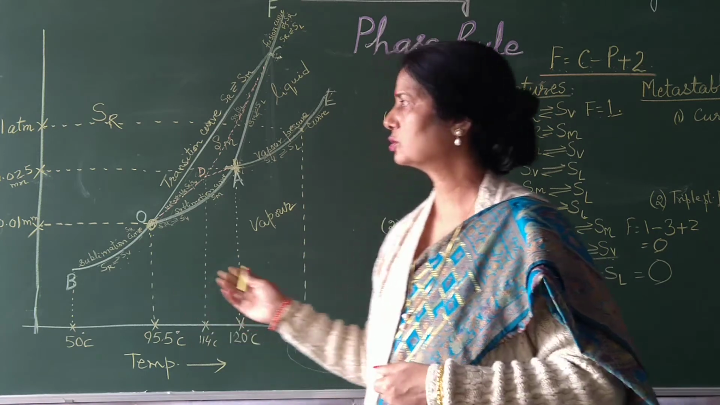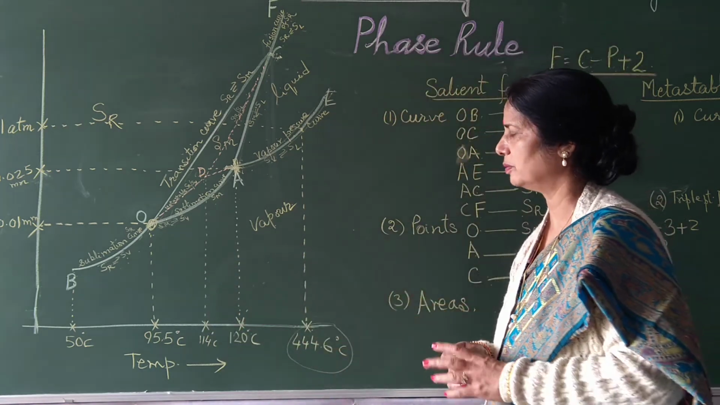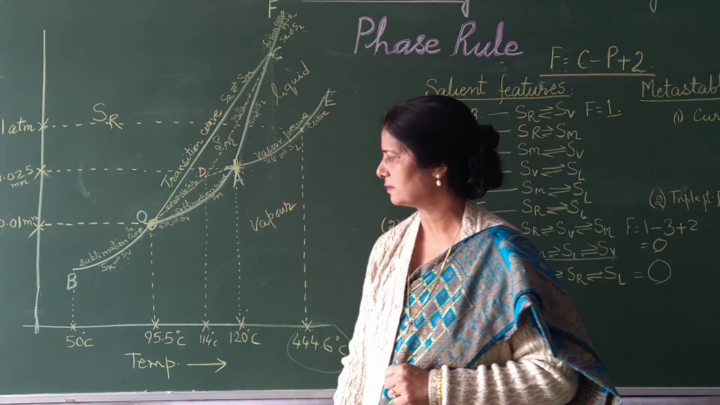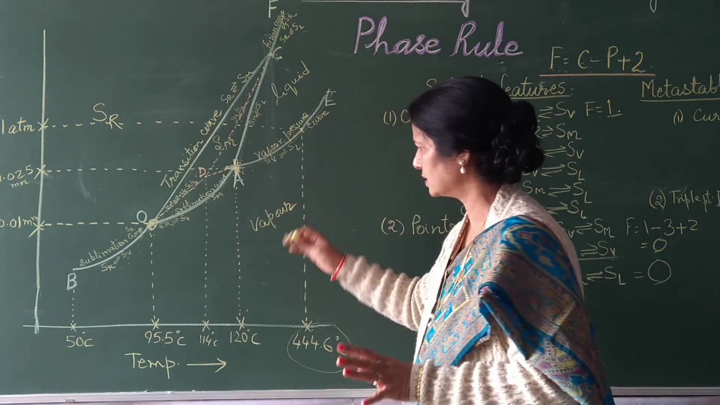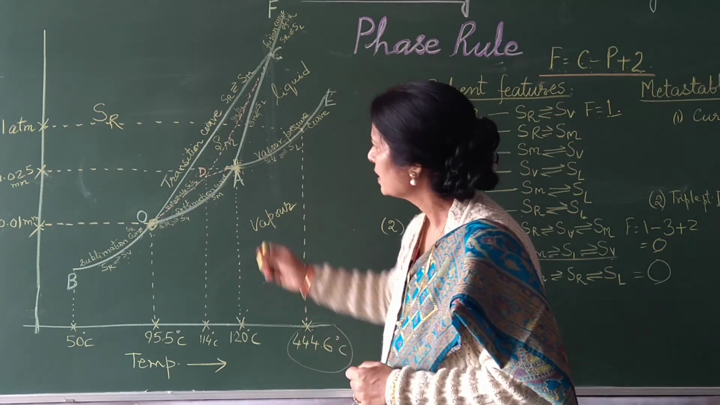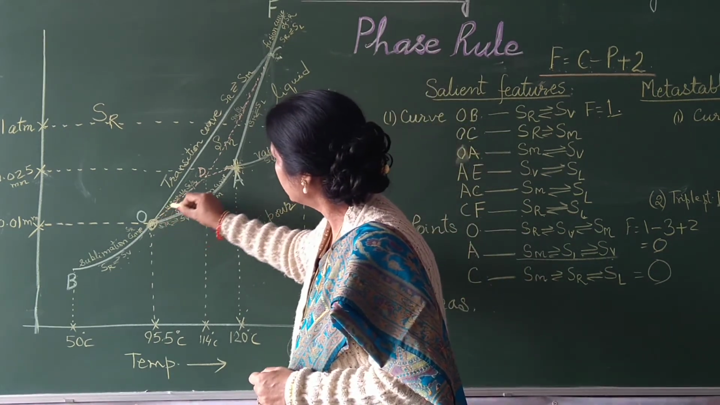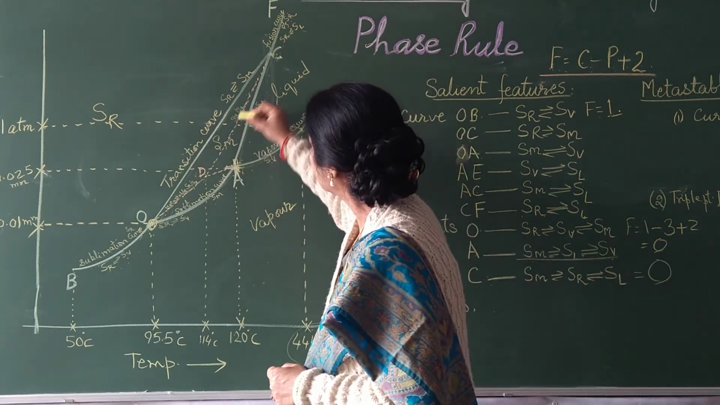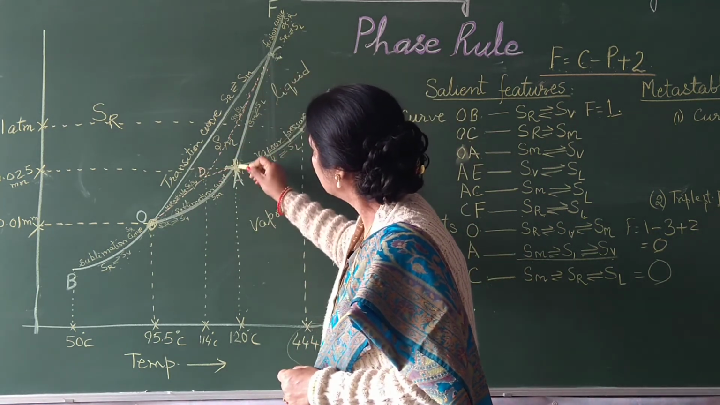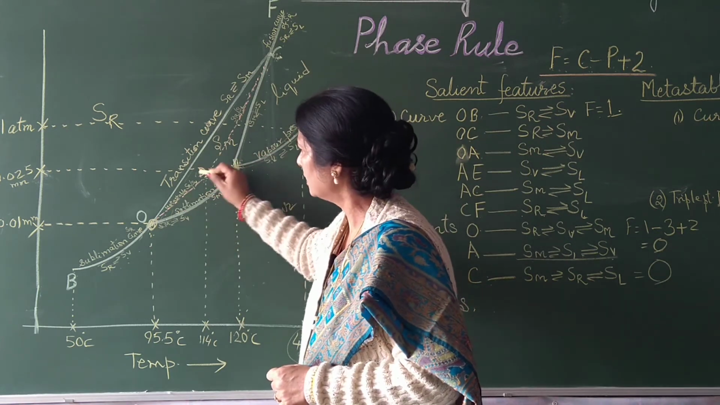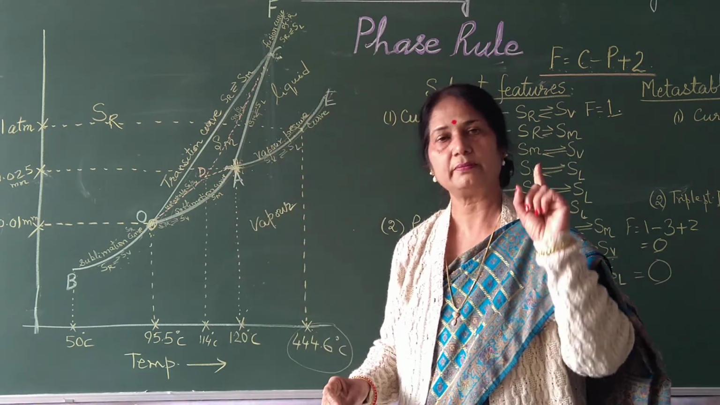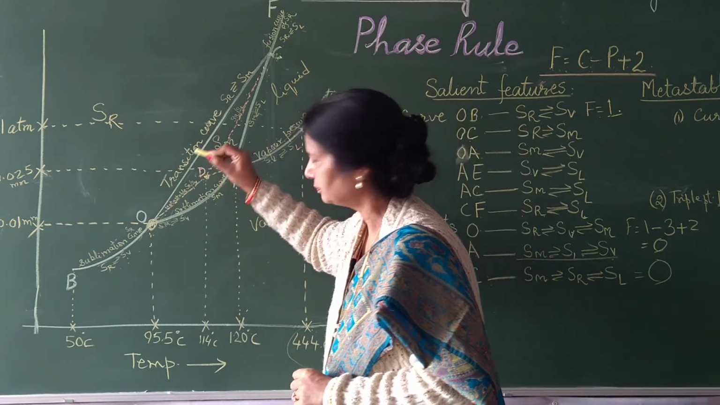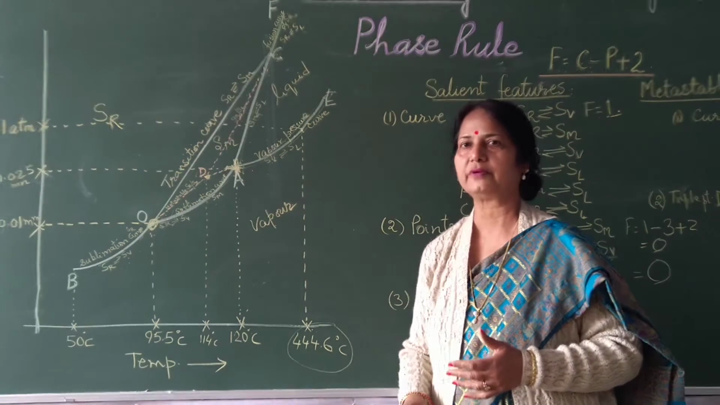Now, just as you have seen in the water system and carbon dioxide system, there is also a metastate here, and we find metastable equilibrium also. At this temperature, 95.5 degrees centigrade, first of all let me tell you about the metastable curves. Which are the metastable curves? We see this dotted line OD. OD is one of the metastable curves. Then one curve is this DC and one curve is this AD. So these are the metastable curves, and there is one metastable triple point also, which is at D.